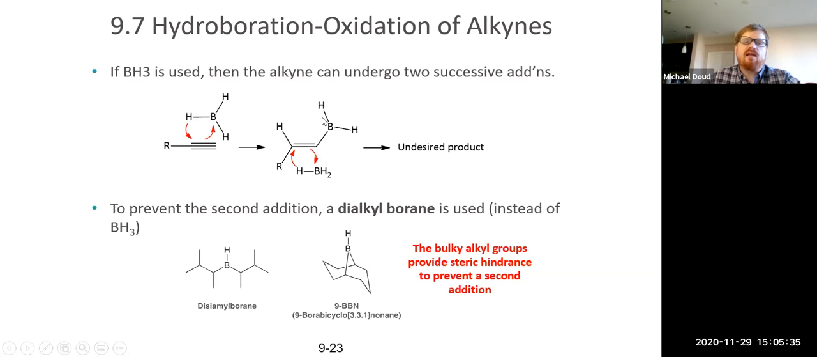And just keep in mind that if you do use BH3, you can actually do two successive additions, so you can get more and more of that. So that would be not good, right? Because we have already a borane here, and then we get another borane. That's not what we want. So what you do is you take something that's a dialkyl borane, like in this case 9-BBN or disiamylborane. Either of these will work just fine. Basically, it prevents the second addition of a borane, and that way you only get the single hydration product.